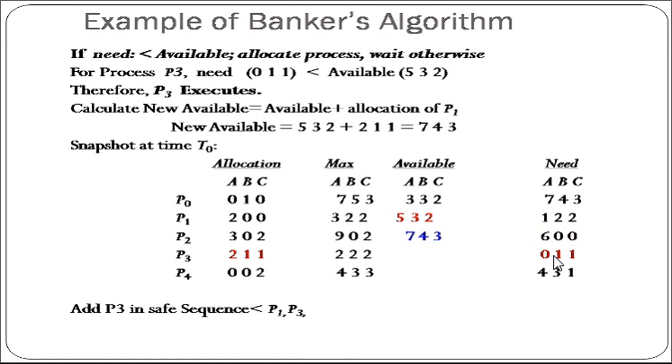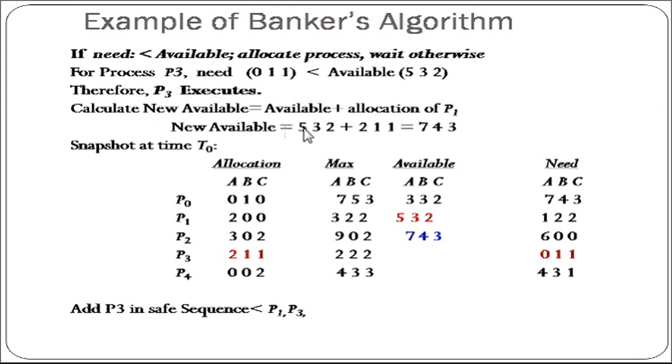Now for P3 the need is 011 and currently the available is 532. That means need is less than available. So we will execute P3. After executing P3, add P3 to the safe sequence. Now the safe sequence is P1, P3. P1 executes first, then P3 executes. Then calculate the new available. Remember, we calculate the new available only when the process executes.